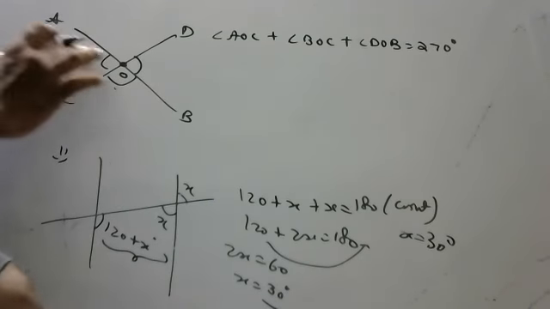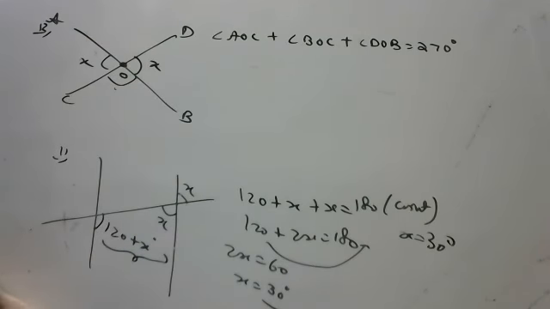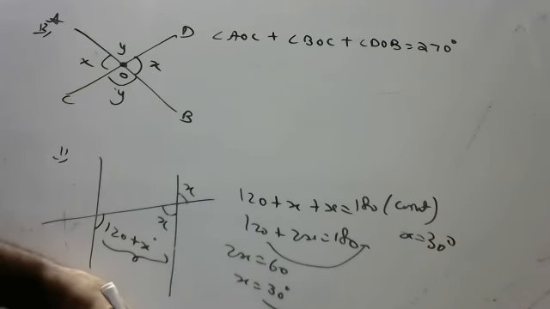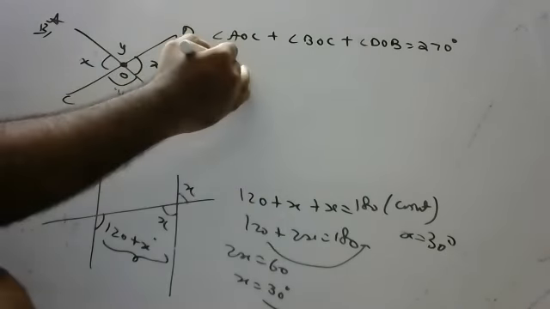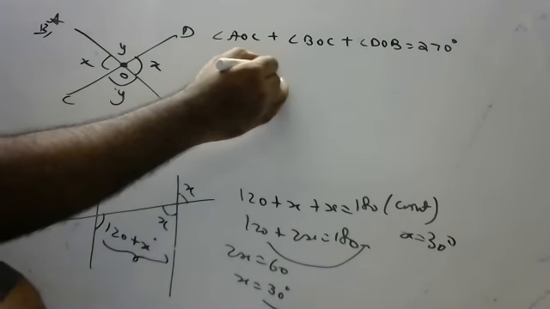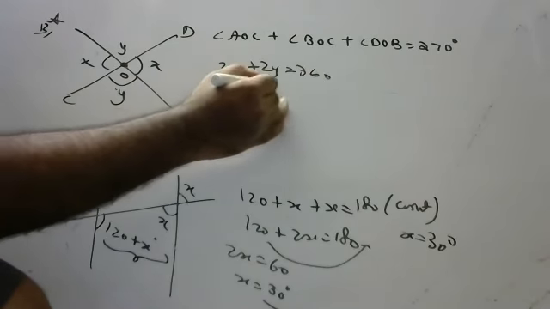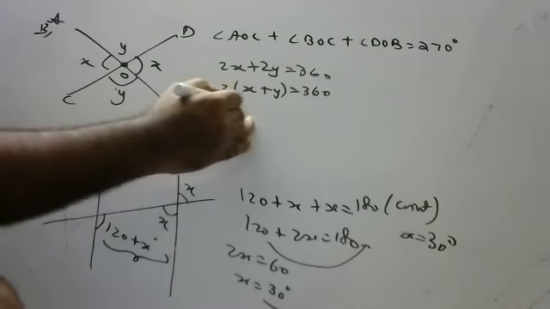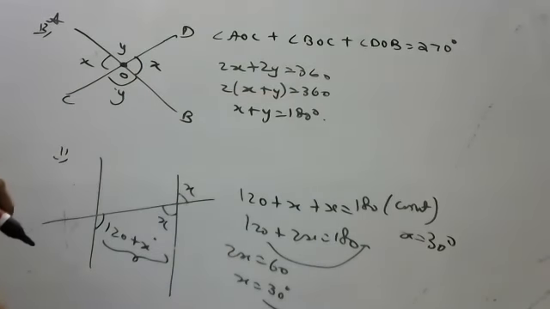Angle sum property. Okay, we'll write like this. This is x, this is x. This is y, vertically opposite angles. If this is y, this is y. Now tell me complete angle how much? 360 degrees. 2x plus 2y is equal to 360 degrees. Take 2 common: 2 times x plus y is equal to 360. Now 2 will take down. x plus y is equal to 180.